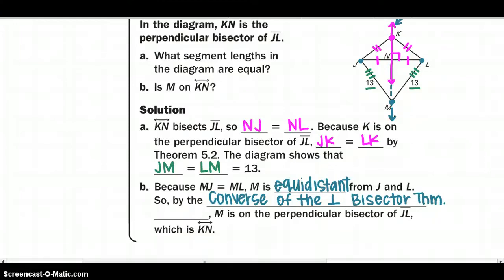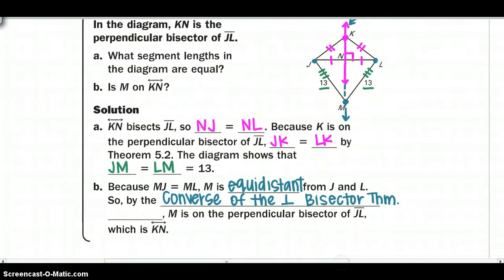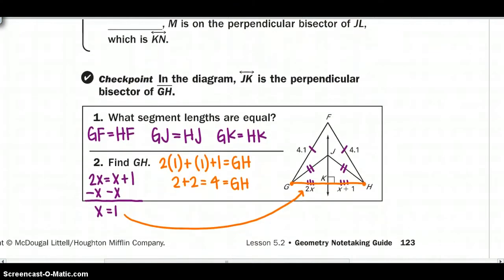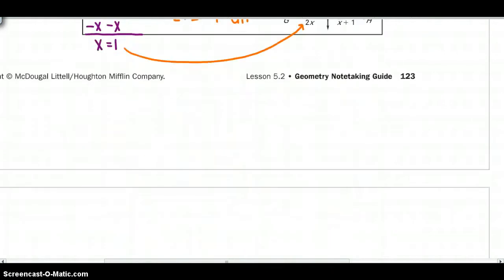Go ahead and stop this video and do checkpoints 1 and 2. Here are your answers for checkpoints 1 and 2. And now moving on.